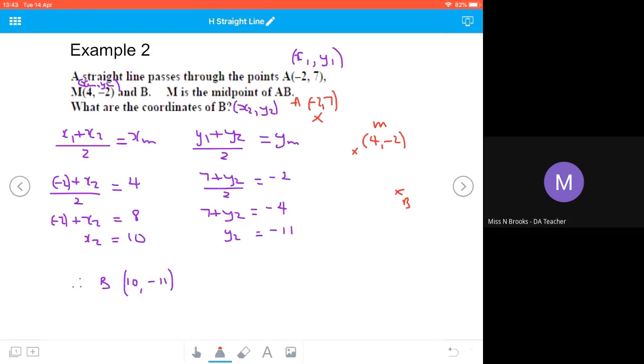Now, what is the journey to get from -2 to 4? So if you think about it, we're adding 6. So that means we need to add 6. So we're going to get a value of 4 plus 6, which is 10. Then if we have a look at how do we get from the 7 down to the -2, we're taking away 9. So if we take away 9, we're going to get -11. And so you can see that our B coordinate is exactly the same as the B coordinate doing it algebraically.